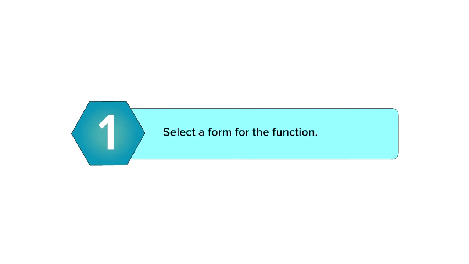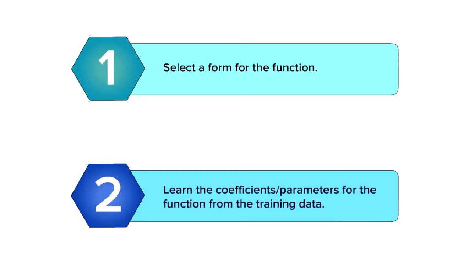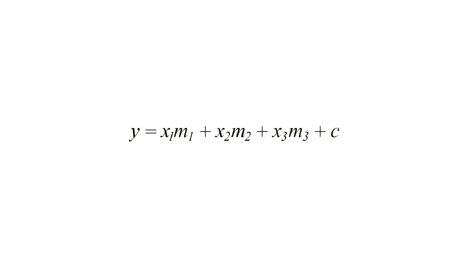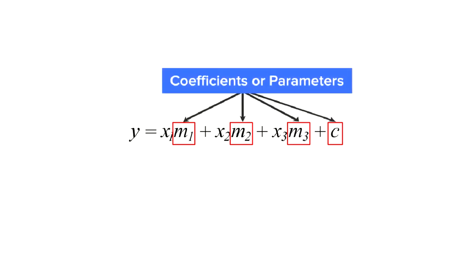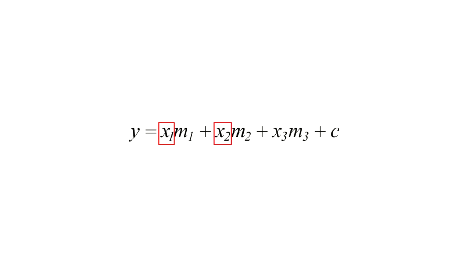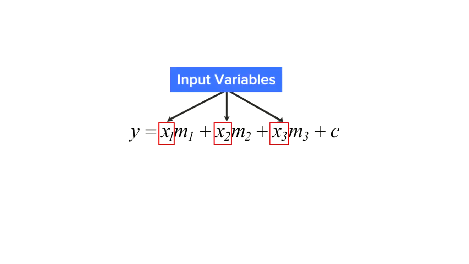First, select a form for the function. Next, learn the coefficients for the function, that is, parameters for the function, from the training data. An easy to understand functional form for the mapping function is a line, as used in linear regression: y equals x1m1 plus x2m2 plus x3m3 plus c, where m1, m2, m3 and c are the coefficients or parameters of the line that control the slope and the intercept, and x1, x2 and x3 are three input variables.